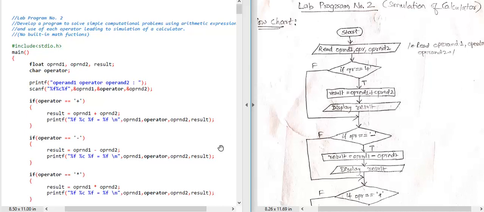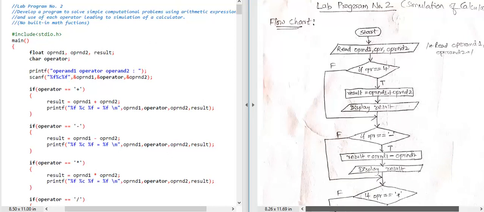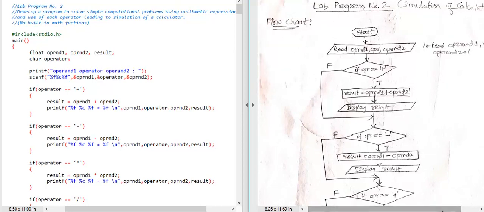Now I have two windows here. On the left hand side window, we have the C program, and on the right hand side we have the flowchart. Okay, lab program number 2, simulation of the calculator, and this is the flowchart. The way we did on lab program number 4, we will compare and correlate between the C program and the flowchart.